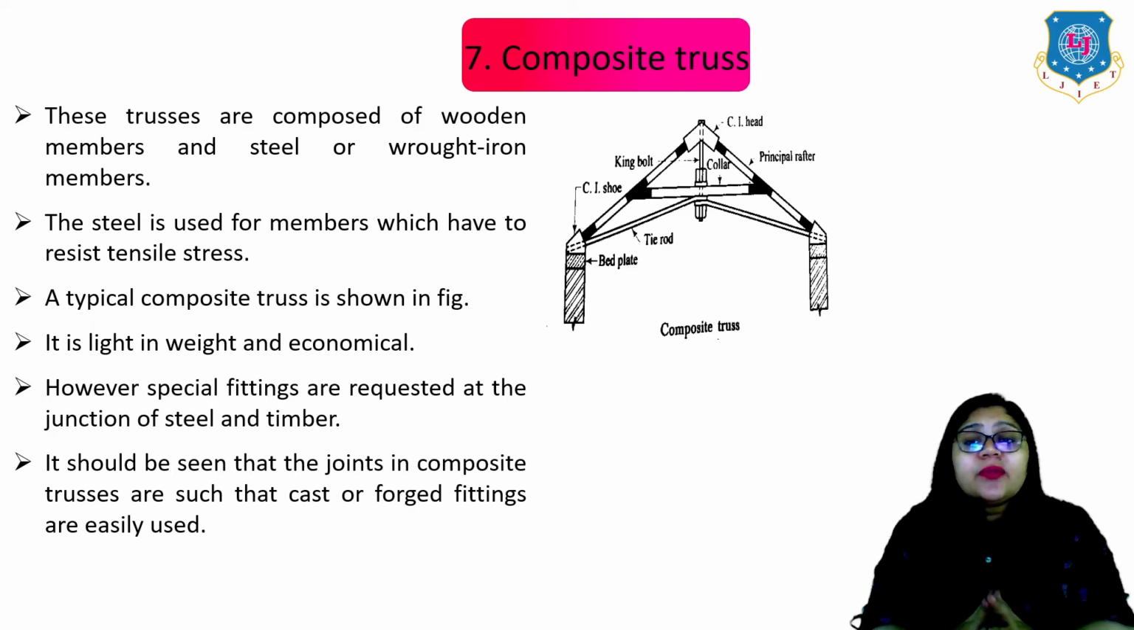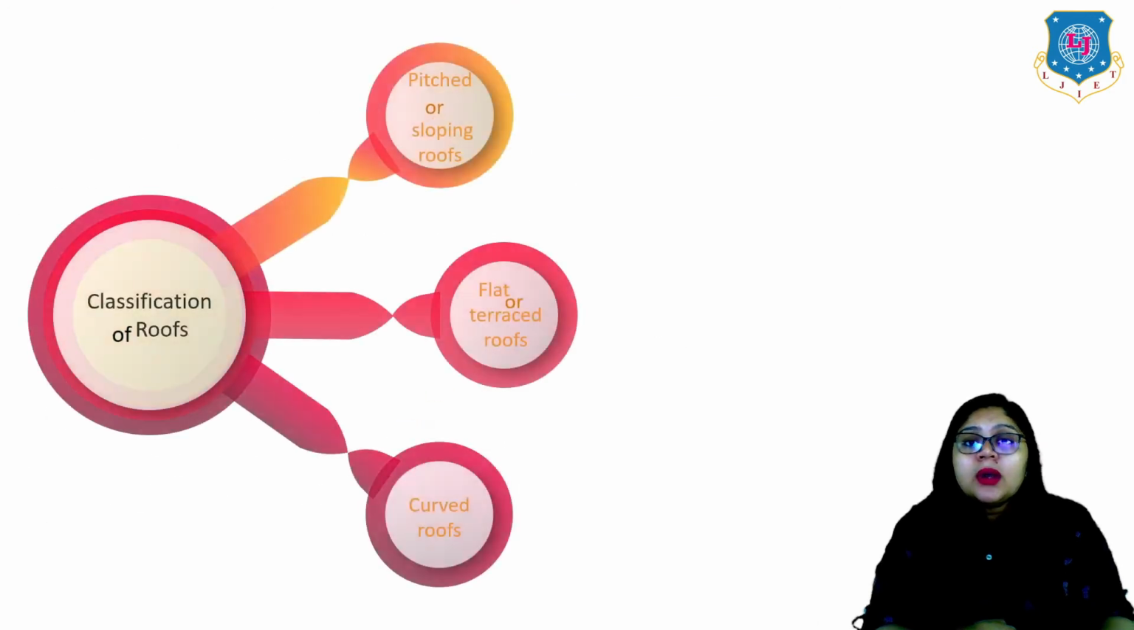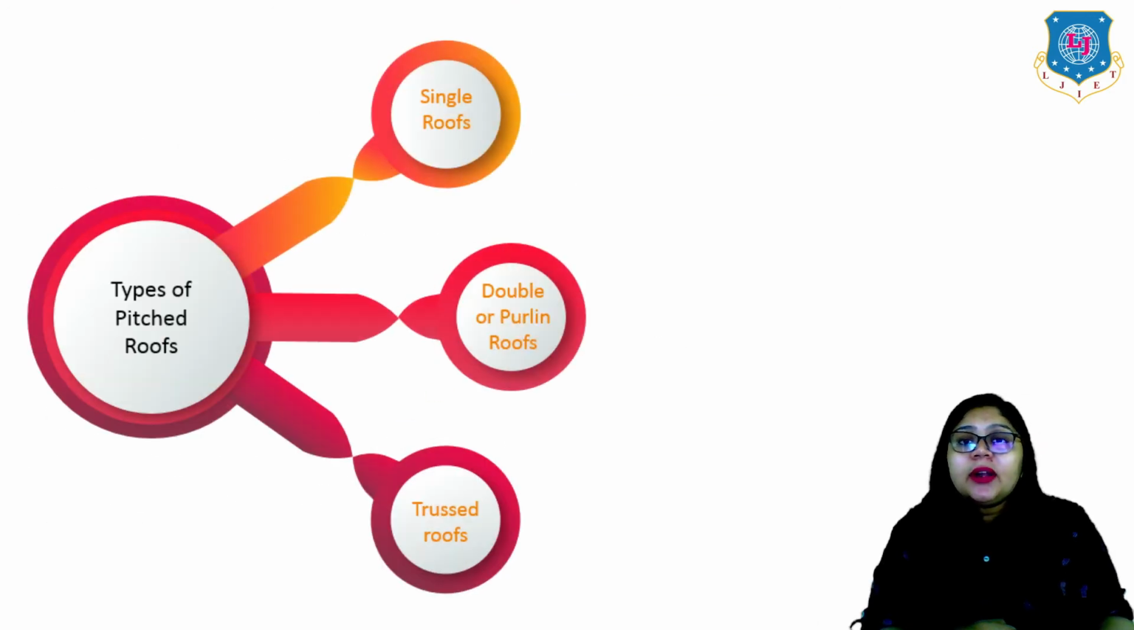However, special fittings are required at the junction of steel and timber. It should be seen that the joints in composite trusses are such that cast or forged fittings are easily used, as shown in this figure. So with this, we have completed these different types.